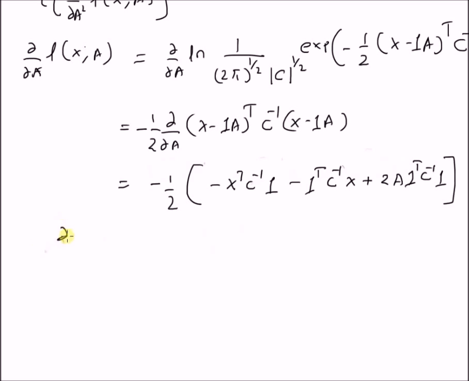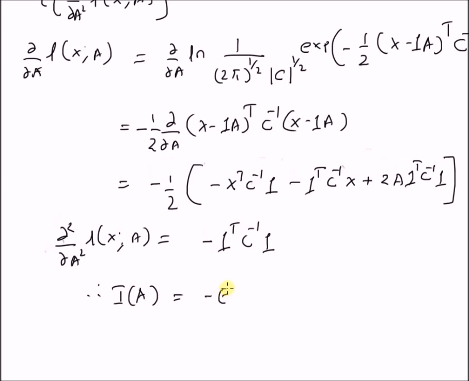Now the second derivative with respect to A of the log likelihood function is equal to the derivative of this term, which is clearly minus 1 transpose C inverse 1. And therefore the Fisher information I(A) is equal to minus expectation of the second derivative of the log likelihood function.